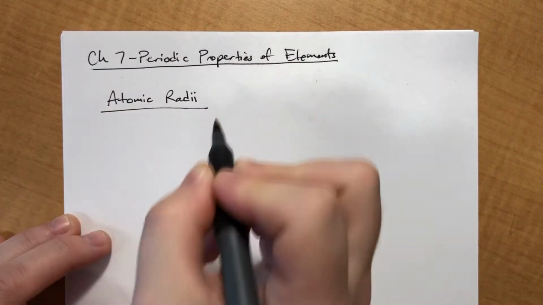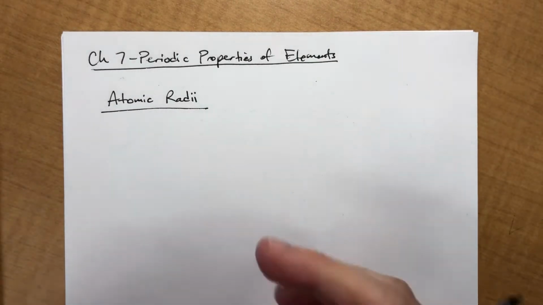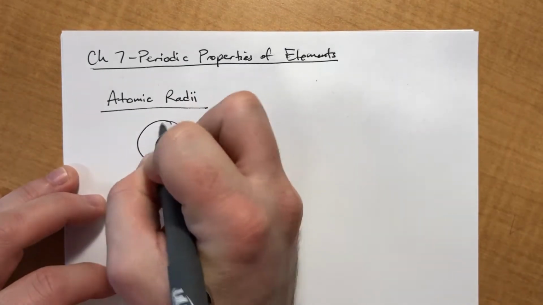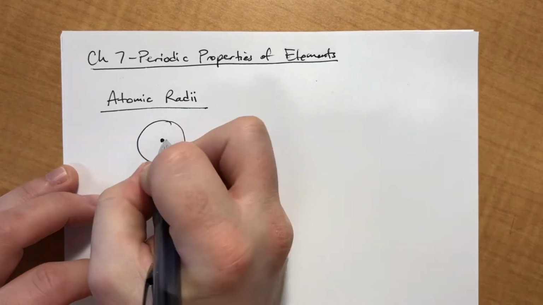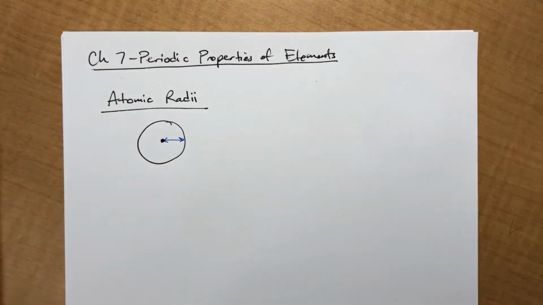Radii is plural for radius. Basically, it's the distance between the nucleus and the edge of the atom. Okay. So you have the nucleus. It's essentially, how far is it from here to here? It's essentially a measure of how big the atom is, the easiest way to do it.